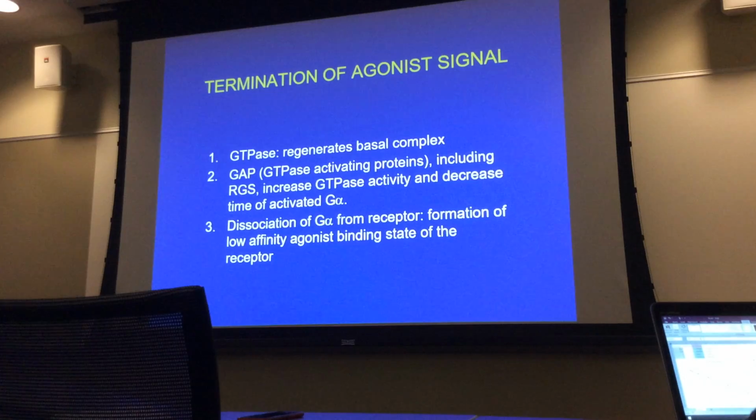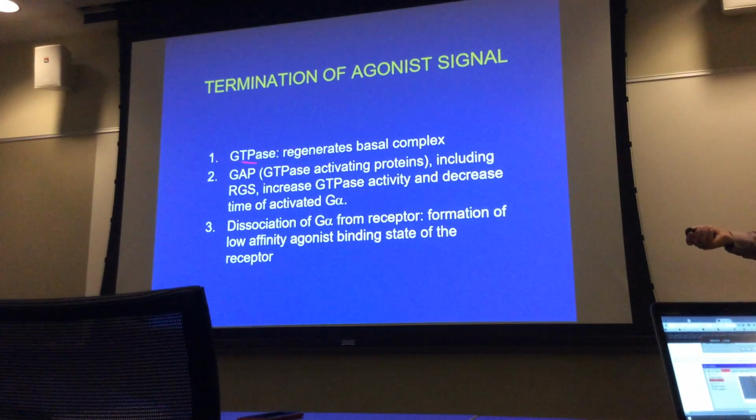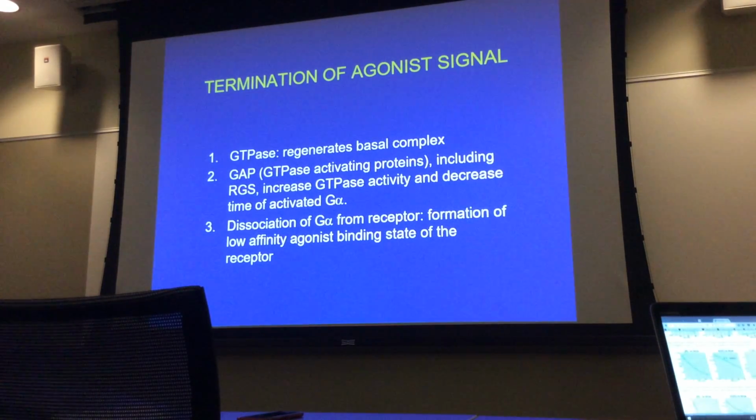GTPase, in its normal form, is a relatively slow enzyme. It's not super slow, but it's relatively slow. And for some effectors, that's fine. For example, for most types of adenylyl cyclase, cyclic AMP is a long duration effector, so you don't really need this system to be terminated very quickly. But for other effectors like calcium channels and potassium channels, this normal rate of GTPase is just too slow. It just doesn't occur fast enough for them.